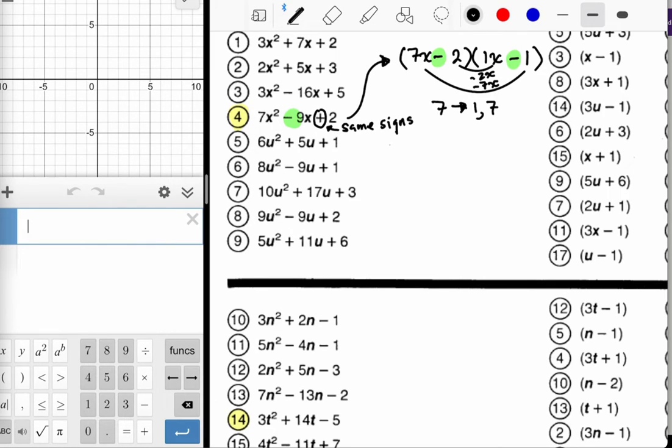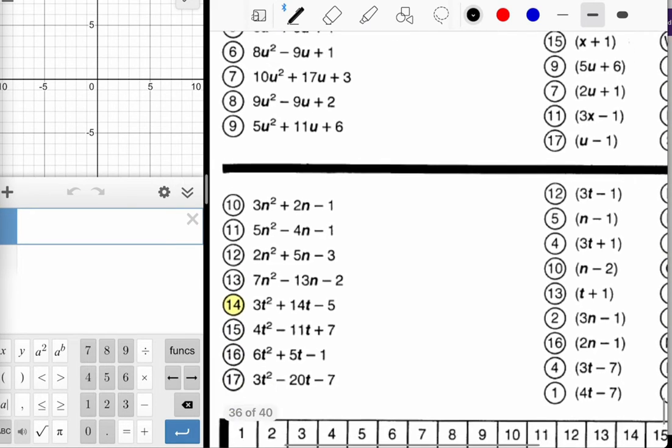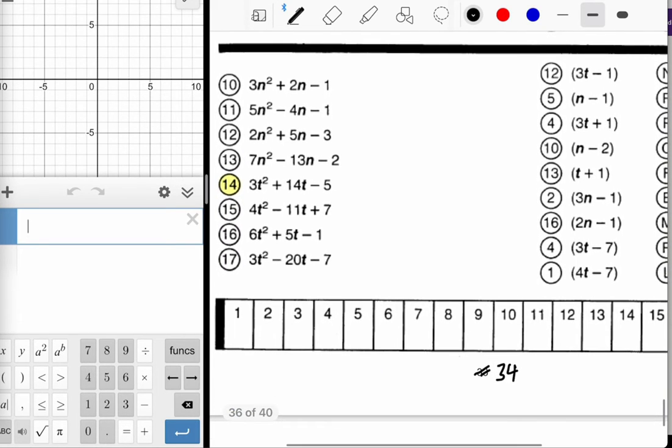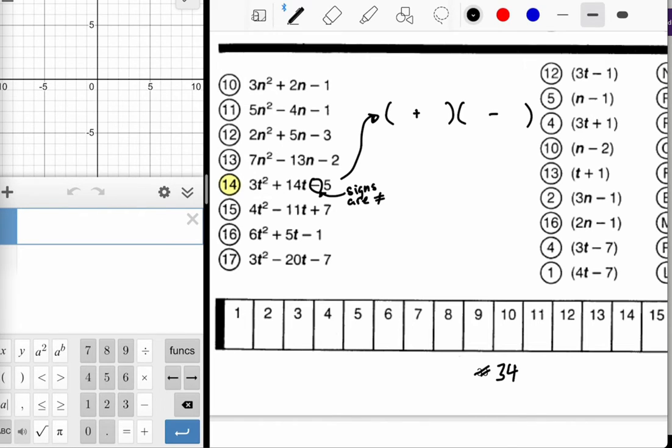All right. Now, number 14, the C value is negative here. If the C value is negative, that's telling me that the signs have to be different. I'm just going to use a not equal symbol there. So the signs would have to be different. So I'm looking for a product of binomials where one is going to be positive and the other is going to be negative.